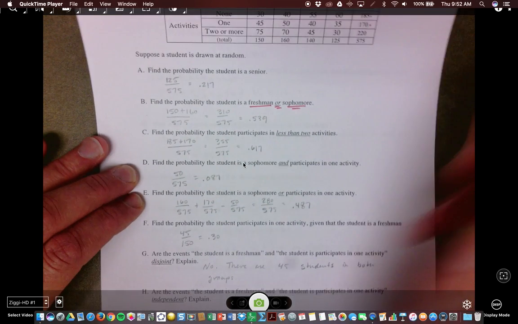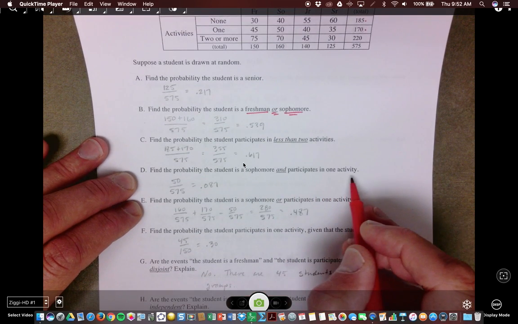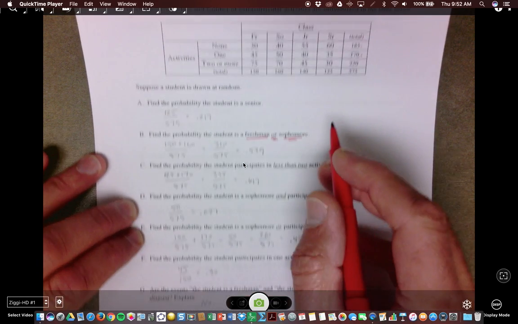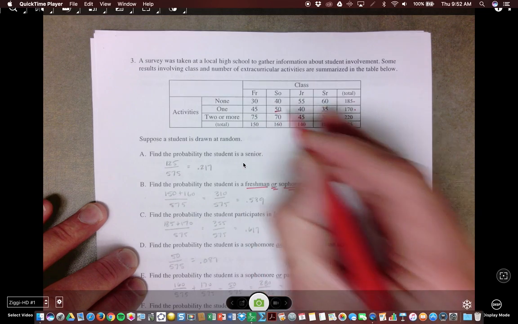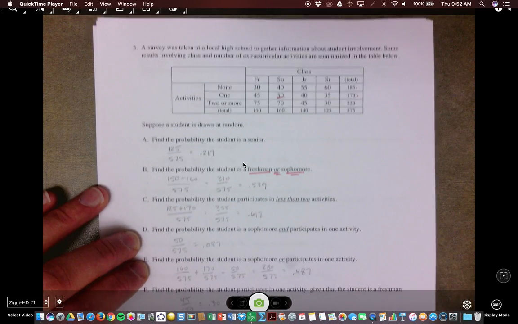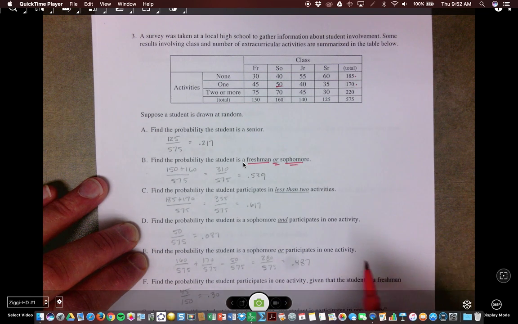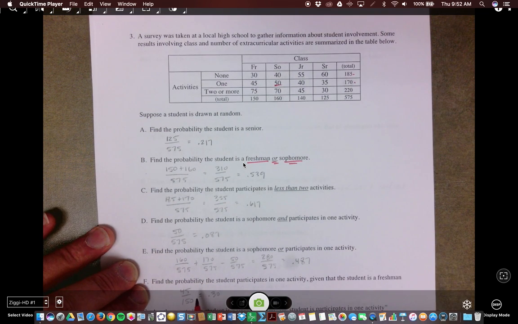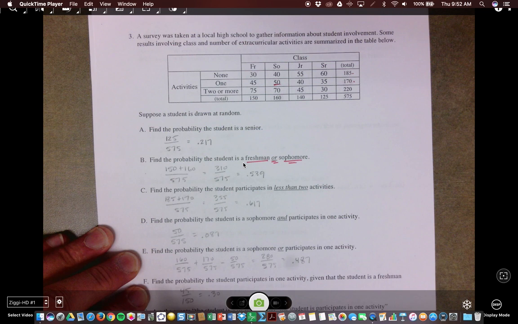Okay, find the probability a student is a sophomore and participates in 1 activity. All right, so for that one, there are 50 sophomores that are in exactly 1 activity out of 575. Again, that is going to give you about 8.7%. Okay, so I think that those first 4 problems, those are fairly easy problems. I would expect most people to get those right. And then the rest of these problems involve a little bit more.